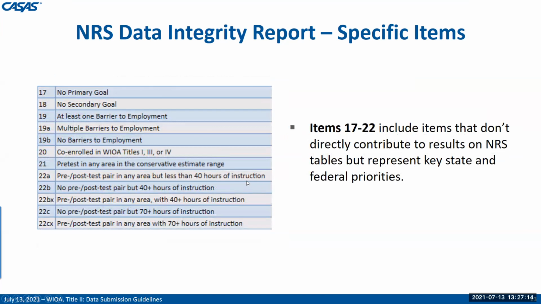And lastly, the final items from 17 through 22 don't directly contribute to any of the results from the NRS tables that we normally run under the federal tables reports, but these represent key state and federal priorities. So they're just, again, an inventory of your data.